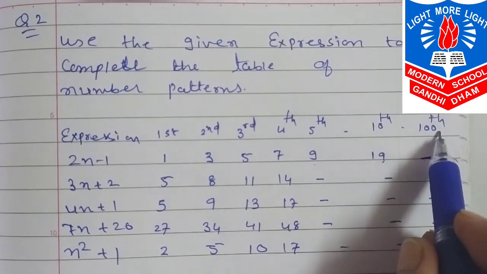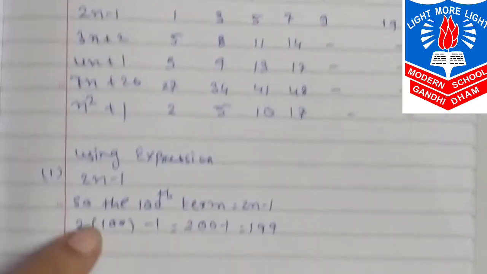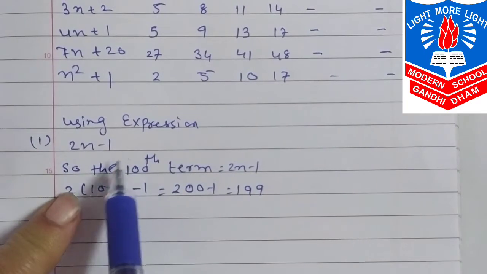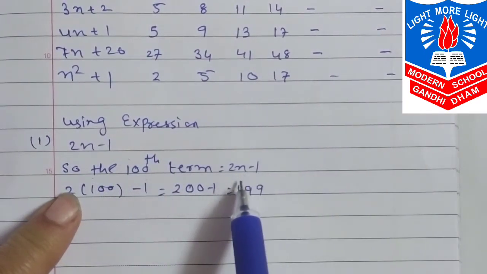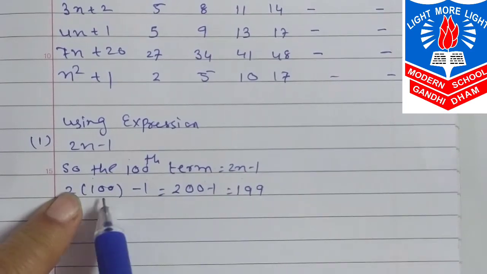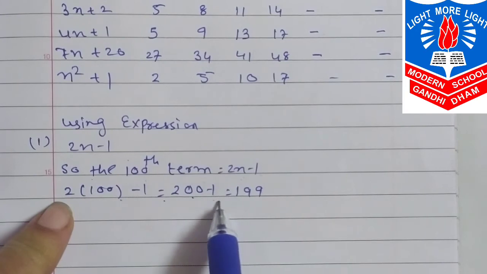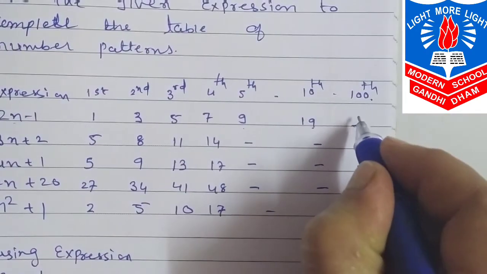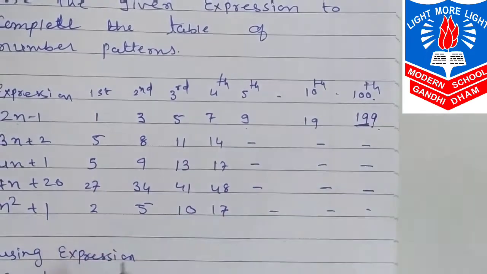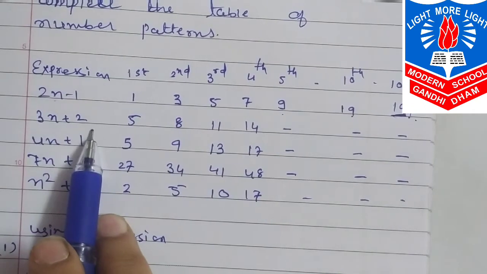It means for 100. So the expression is 2n minus 1. So I write here 2n minus 1. So the 100th term is equal to 2n minus 1. So what will we put in place of n? 100. So 2 into 100 minus 1 is equal to 200 minus 1 is equal to 199. So how much will come here? Here 199.